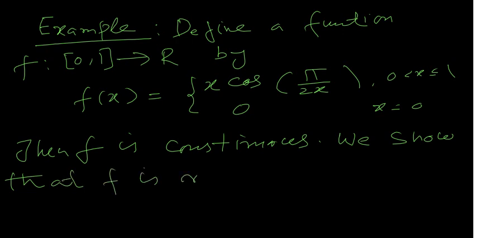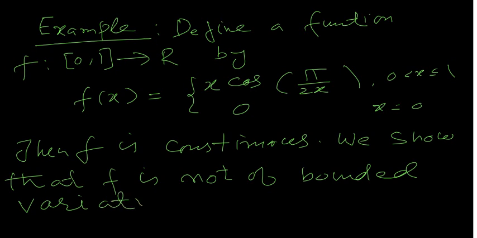We show that f is not of bounded variation. Okay, we show that this function is not of bounded variation. For this we will try to find a sequence of partitions, and we will show that the supremum over that sequence of partitions of this closed interval [0, 1] is not a finite number, it is infinite. Okay, let's choose that partition.